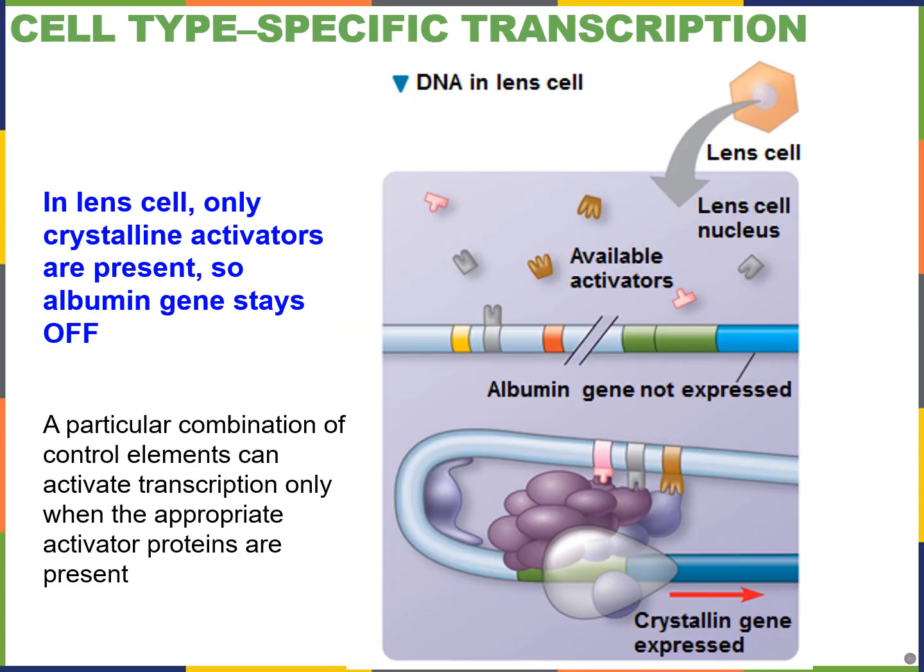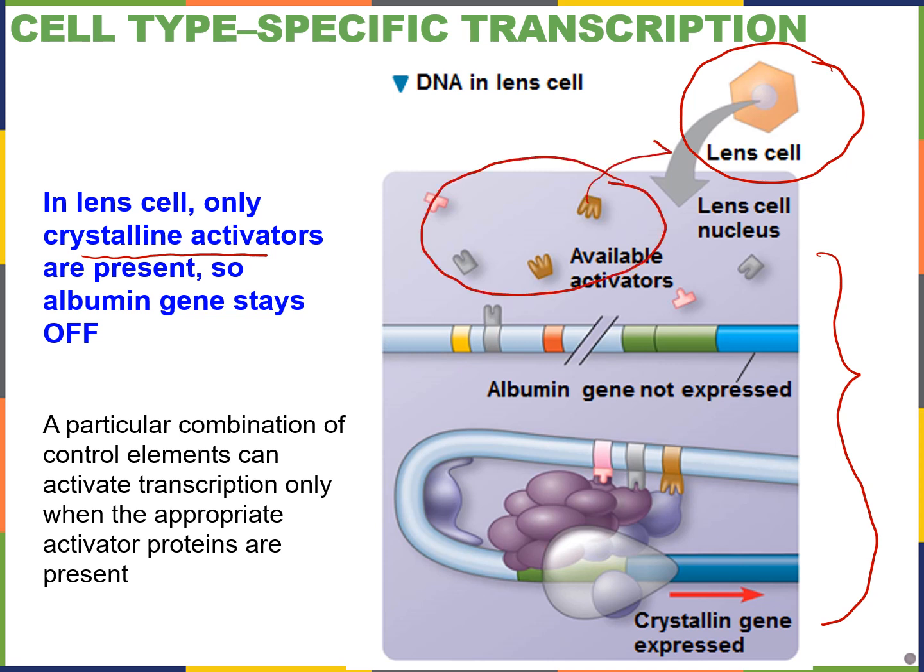In contrast, if I look at the cells of the lens in the eye, I can see that only crystallin activators are present. So again, both genes are found in the lens cell of the eye, but if these are my activators that are available in the lens cells, they don't bind to those distal control elements for the albumin gene. One of them binds here, but not all three, so nothing is expressed. In contrast, those activators happen to be available to bind to all of the distal control elements in the enhancer region for the crystallin gene.